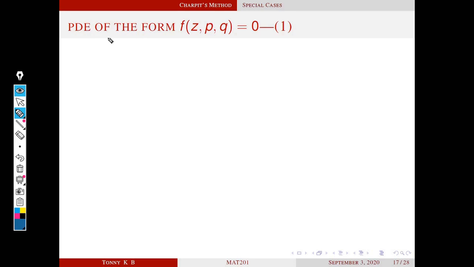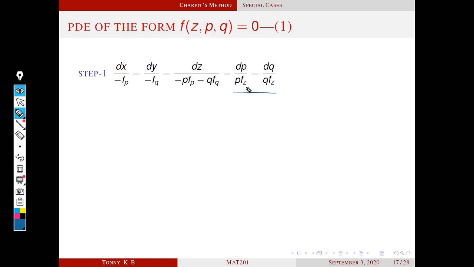Next case, the PDE of the form f of z, p, q equal to 0. Here the partial differential equation is independent of x and y. So these are the Charpit's equations corresponding to such a PDE. We consider the last two ratios. Here the denominators are p into f_z and q into f_z, since f_x equal to 0 and f_y equal to 0 because the PDE is independent of x and y. That's why the last two terms are like this.